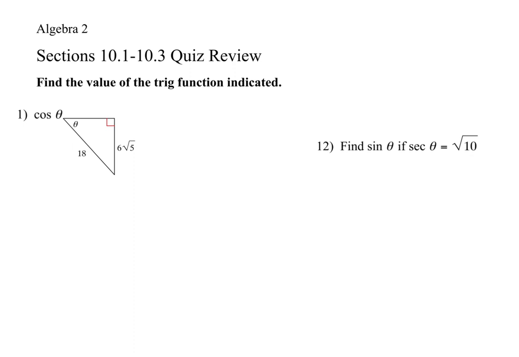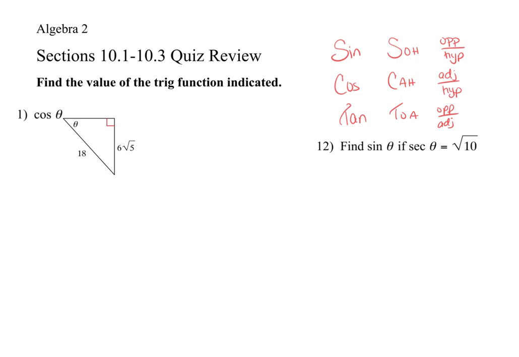But just to refresh your memory, remember you have sine, which is opposite over hypotenuse. You have cosine, which is adjacent over hypotenuse. And you have tangent, which is opposite over adjacent. So SOHCAHTOA is your little quick way to remember this. That's easy to remember. The next piece is to make sure that you label your triangle correctly.